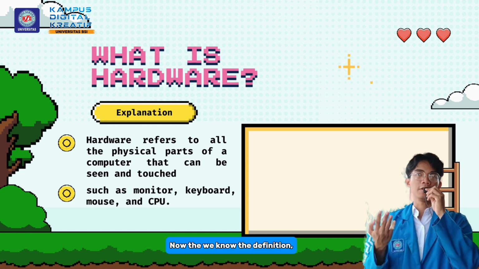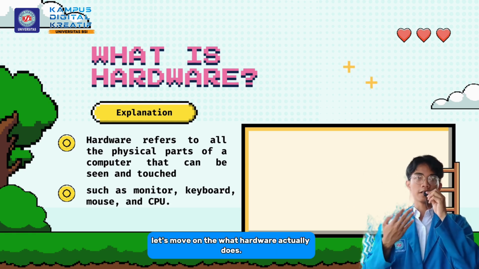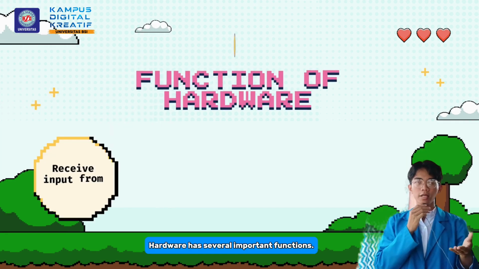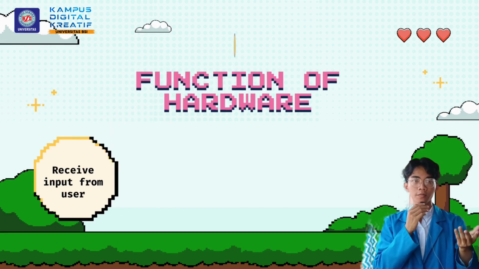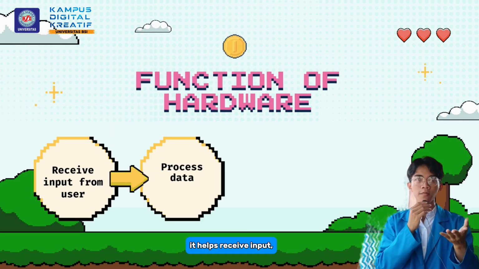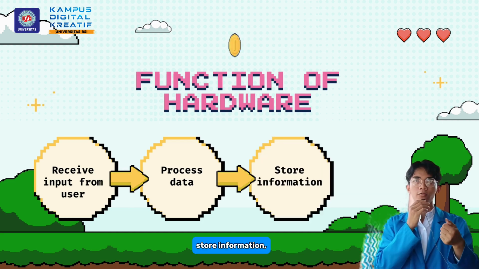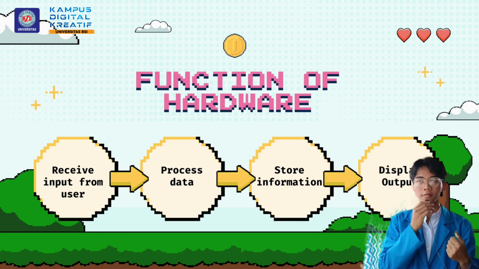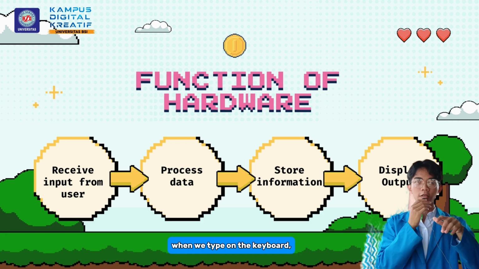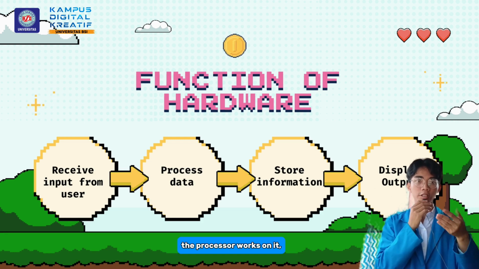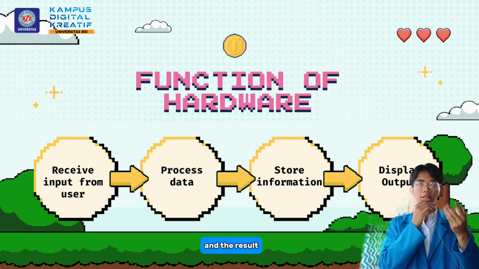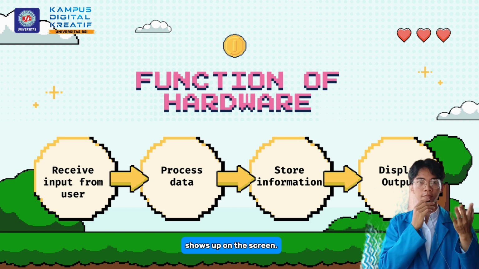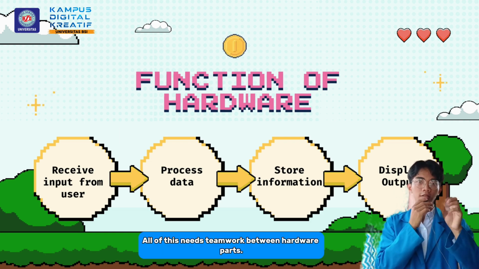Now that we know the definition, let's move on to what hardware actually does. Hardware has several important functions. It helps receive input, process data, store information, and show the result. For example, when we type on the keyboard, the processor works on it, and the result shows up on the screen. All of this needs teamwork between hardware parts.